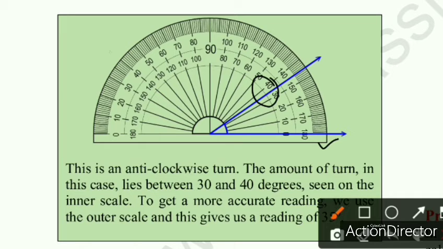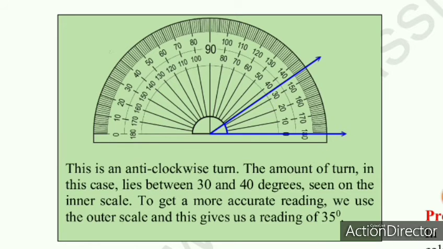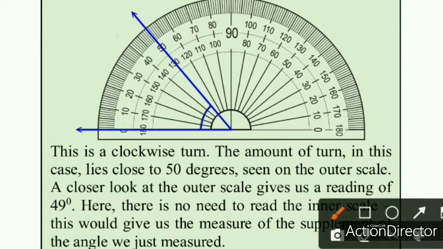So here we say that this is a 35 degree angle. We use the outer scale and this gives us a reading of 35 degrees. Now this picture shows a clockwise turn because the ray starts moving from this point to this point, right? So this is a clockwise turn and the amount of turn in this case lies close to 50 degrees, at this point.